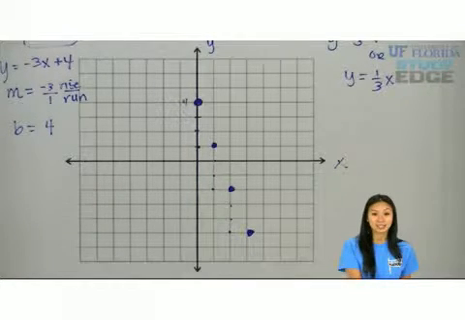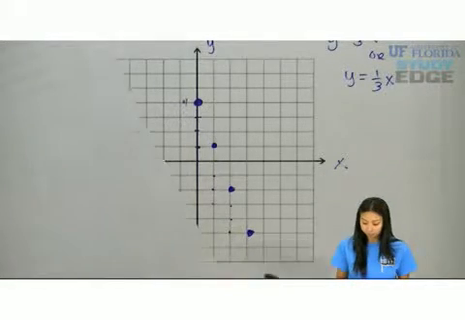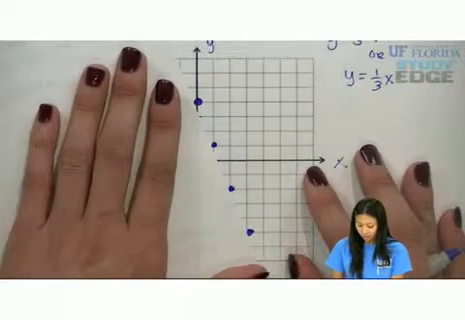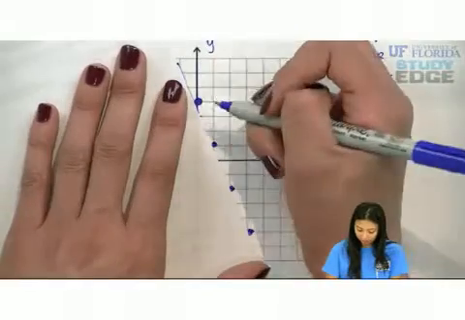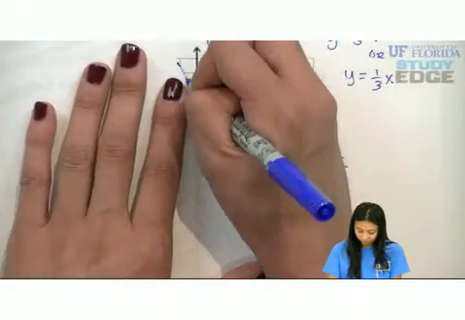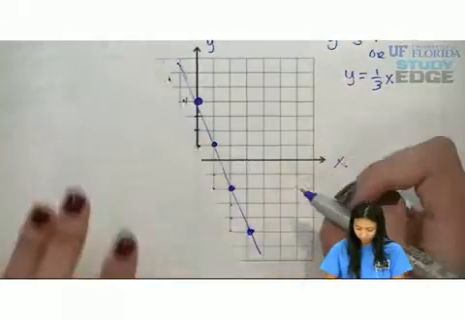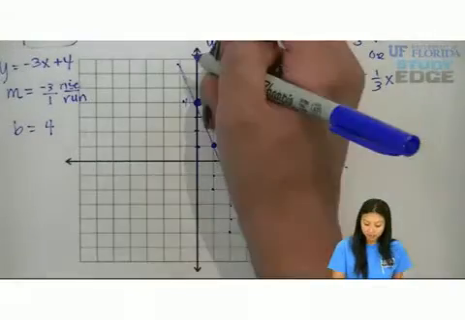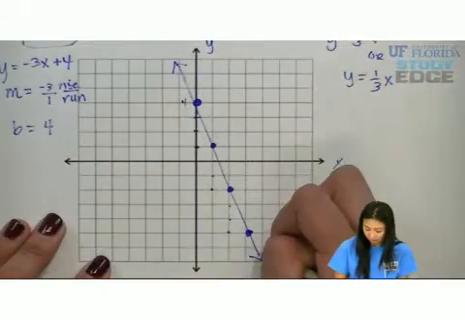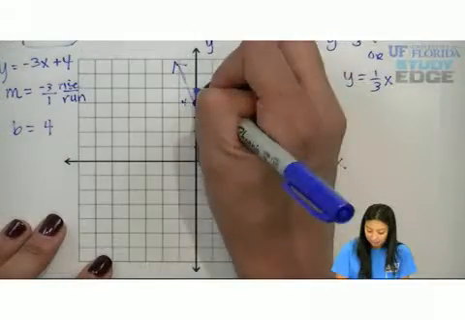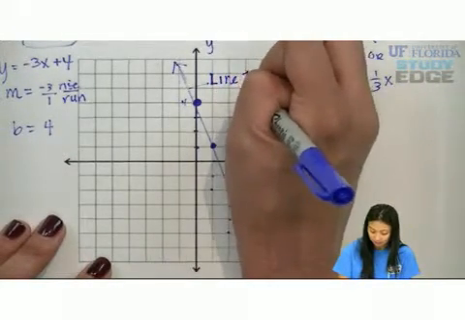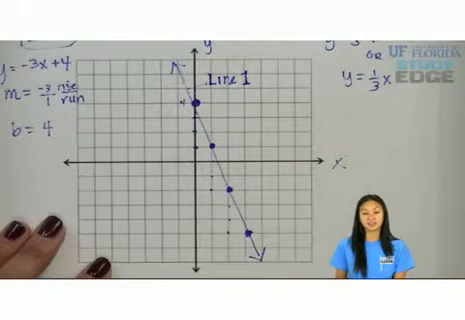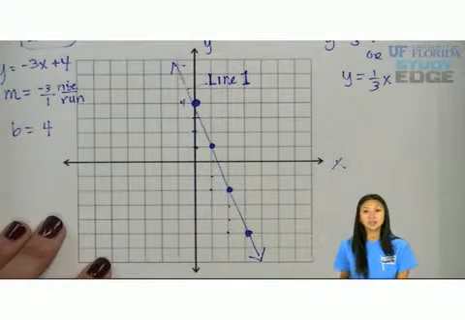What I'm going to do is I'm going to take the edge of my paper to use sort of as a ruler to connect those points, right? There you go. I'm going to label this because it told me to and because it's good practice. I'm going to label this line 1. Line 1. There you go. Now let's label line 2.